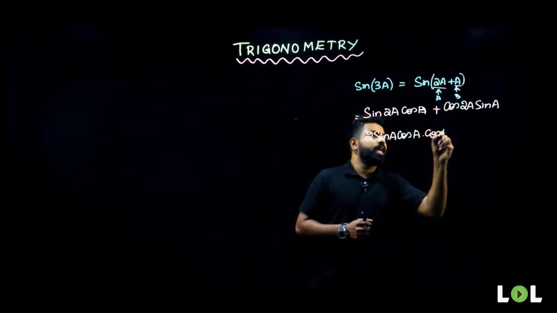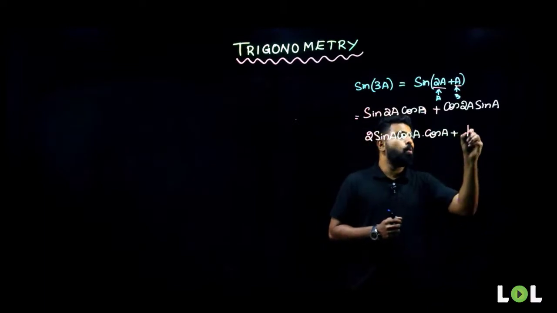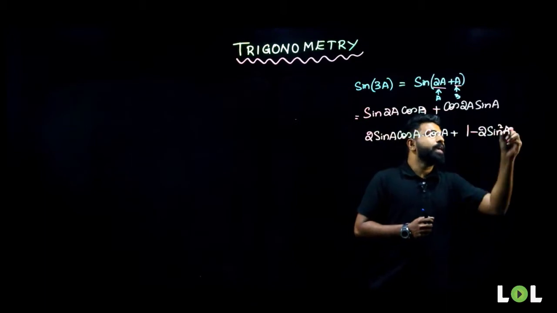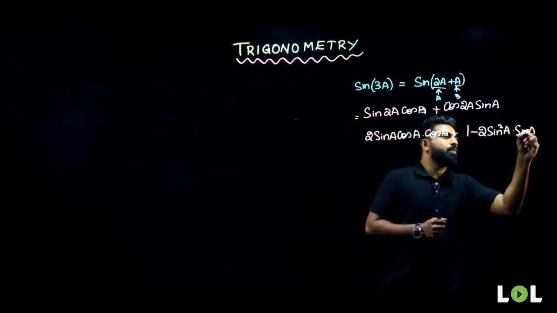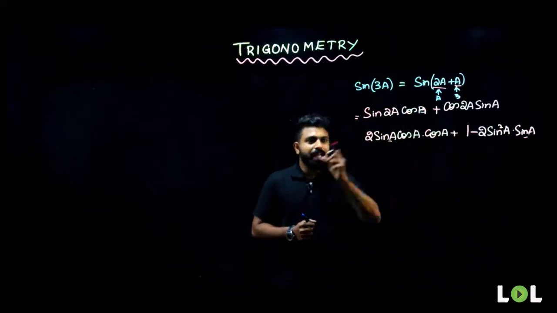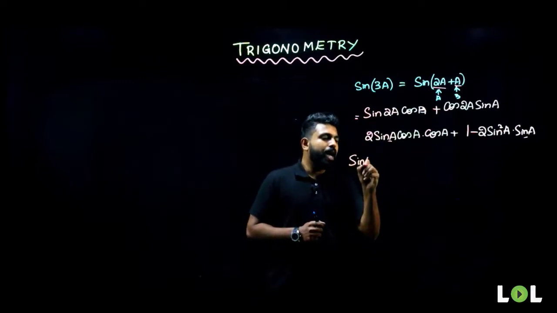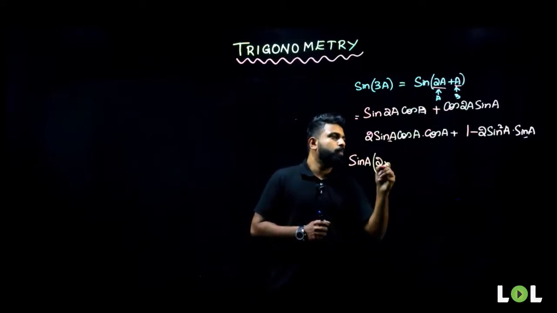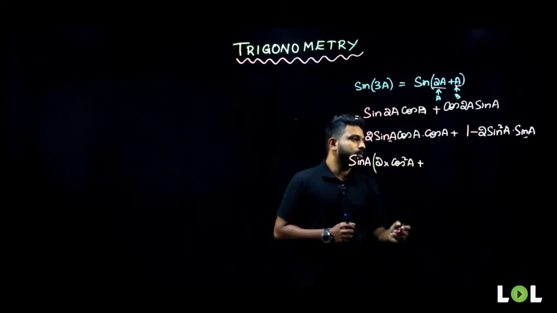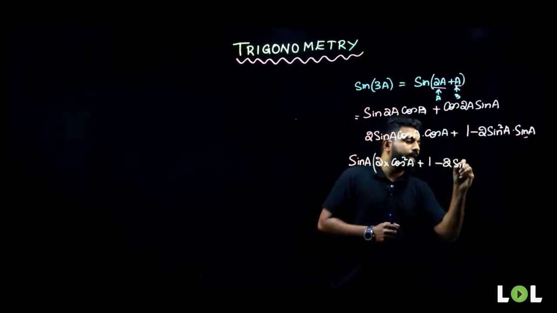plus how can I write my cos 2a as? Cos 2a is nothing but 1 minus 2 sin square a into sin a. Now I have sin a on both sides here, sin a and sin a. So I'll be taking that common. So what will I be left with? If I take sin a common, I'll be left with 2 into cos square a plus 1 minus 2 sin square a.